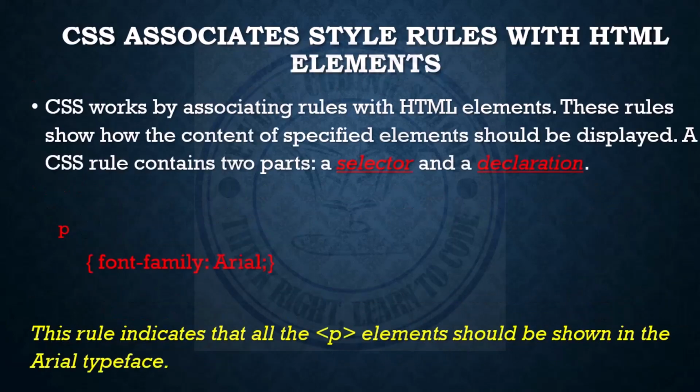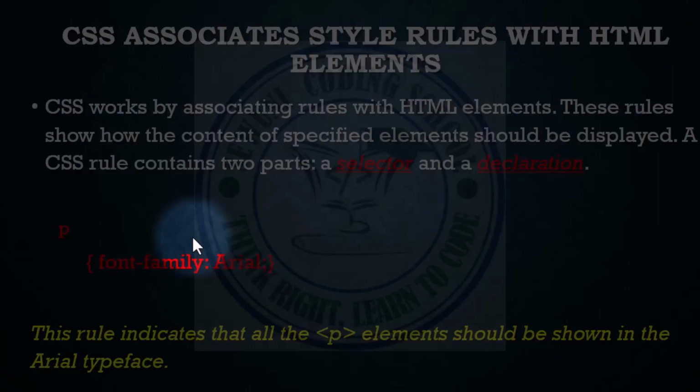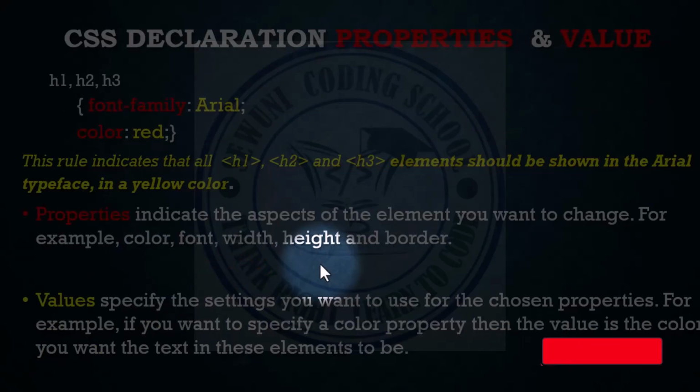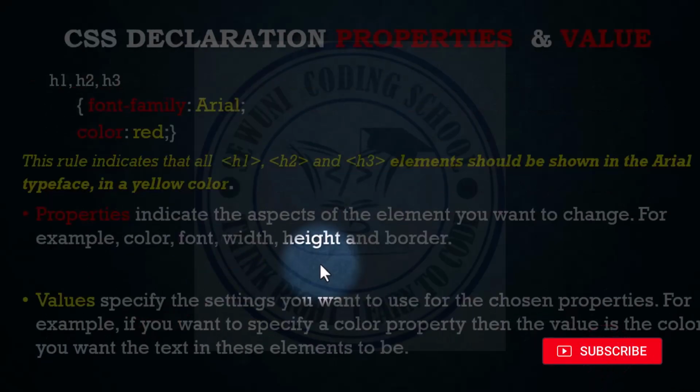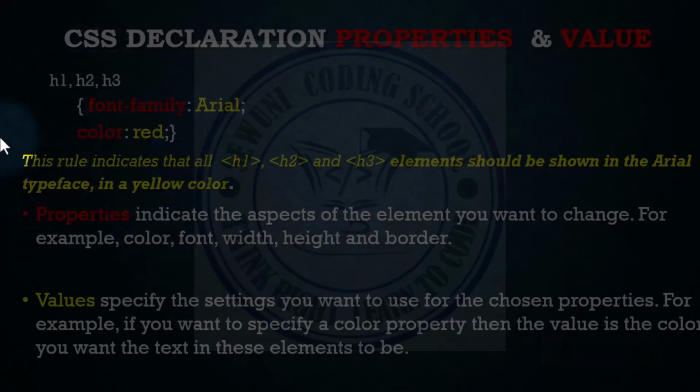Now the property is font family, and there's a colon just at the end. This is the property, and this is the value of the property, the value that is being given to this property, and it should sit in a curly bracket. So CSS declarations are properties and values. If you check this particular one, I'm sure by now you are able to interpret it. The interpretations are the ones in yellow.